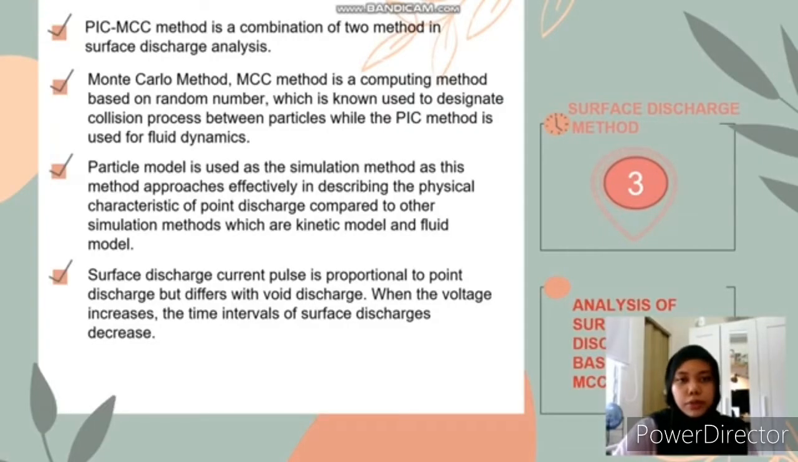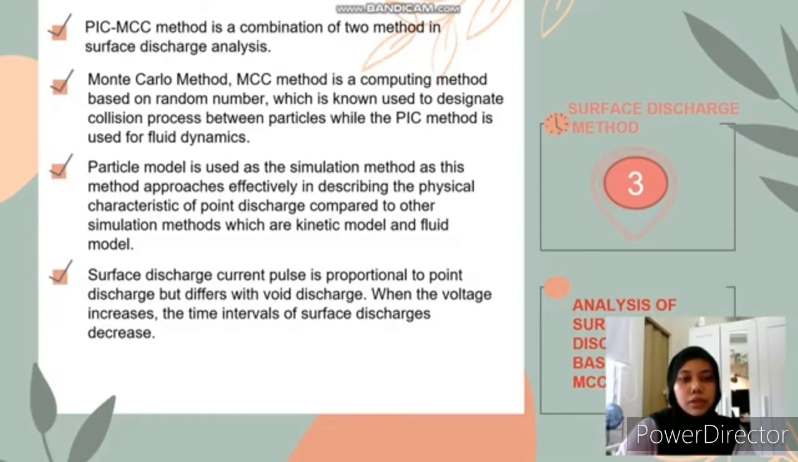Hello, Assalamualaikum. My name is Nur Zakiah and I will talk about the analysis of surface discharge based on the PIC-MCC method. The PIC-MCC method is a combination of two methods in surface discharge analysis. The Monte Carlo method, or MCC method, is a computing method based on random numbers, which is used to model the collision process between particles, while the PIC method is used for fluid dynamics.